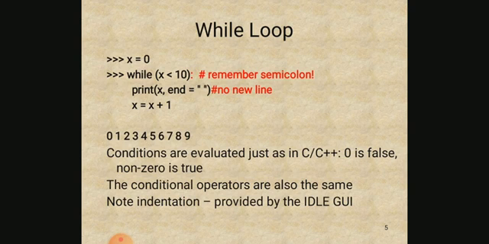0 is for false, and non-zero is for true. The conditional operators are also the same, and indentation has to be provided properly. In the PPT the indentation is not clearly shown, but while you are writing the program, the statements print of x with end and x is equal to x plus 1 will use some indentation, in the same margin. Then only will the two statements be considered as coming under the loop.